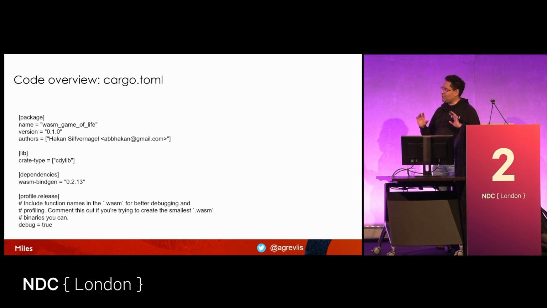So again, similar to our other previous examples here, we have a TOML file, which is this package definition. Define our package, our authors, what type it is. So similar to previously, it's a cdylib. And then if we have any dependencies. And again, we have this dependency on wasm-bindgen, which is this glue file that I was talking about.